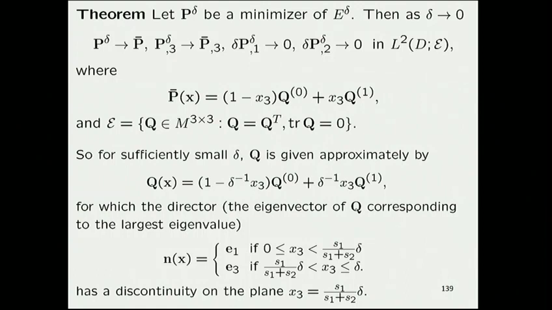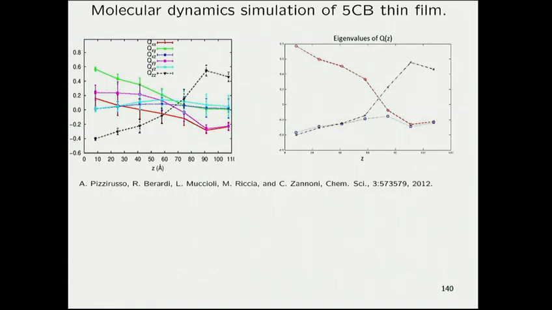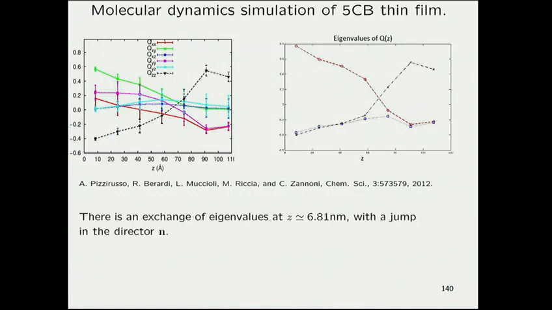And these are molecular dynamics simulations. Actually, this is for 5CB, of the group of Claudio Zannoni again. In this picture, you see the elements of the Q tensor. The bottom is here, and the top is here, so the thickness is something like 100 angstroms. These are the various components of Q, and here are the eigenvalues of Q, and you see that there's a crossover, more or less near the middle, at about 0.61 nanometers, with a jump in the director.